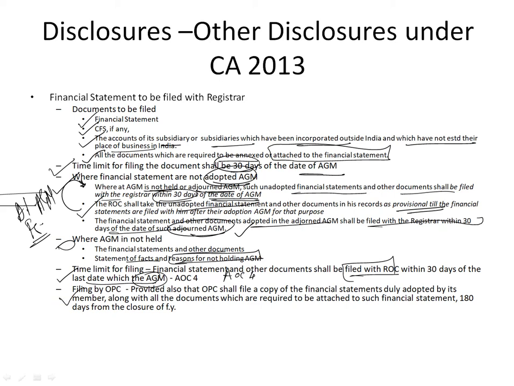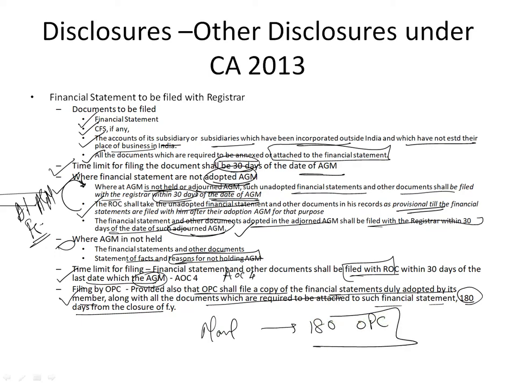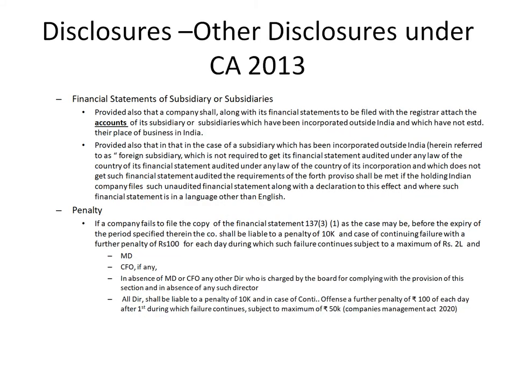Now, filing by OPC, provided also OPC shall file a copy of financial statement duly adopted by its member along with all the documents that are required to be attached to such financial statement in 180 days from the closure of the financial year. So, मार्च से लेकर 180 दिन के भीतर OPC to file their financial statement. Moving on to next, financial statement for subsidiary or subsidiaries.